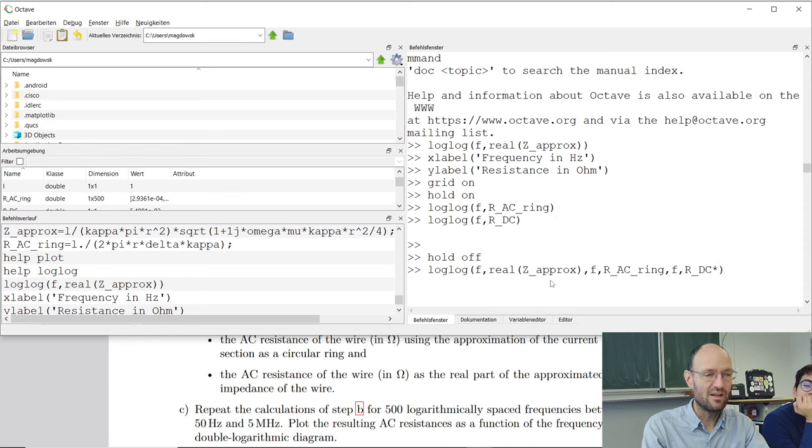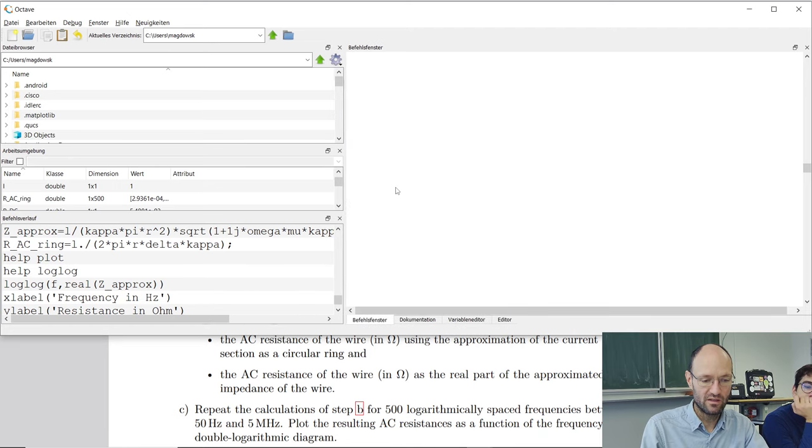We can multiply it. If we multiply it with a vector that contains 500 ones, then we have 500 times the very same value. So how can I generate a vector that just contains ones? With a command that is called ones. And I want to have one row and 500 columns, because this is the same dimension that we use here, one row and 500 columns.